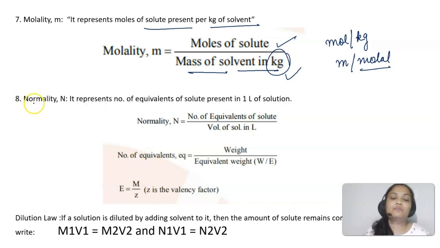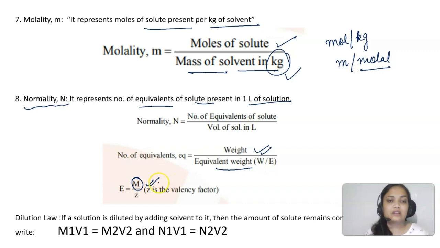Okay, now another important way of representing the strength is normality. Normality is denoted by capital N. It represents the number of equivalents of solute present in 1 liter of the solution. So what is the number of equivalents? Equivalents means the weight of that particular substance divided by the equivalent weight. Now what is equivalent weight? Equivalent weight means we take the molar mass of that component divided by Z, where Z is the valency factor. That will give you the equivalent weight. From that you can find the number of equivalents, and then you can find out the normality.